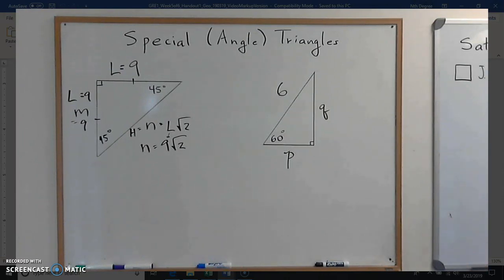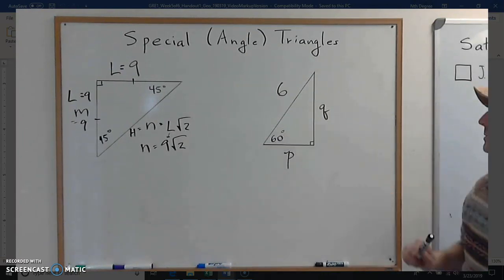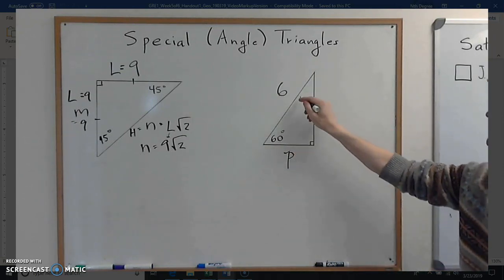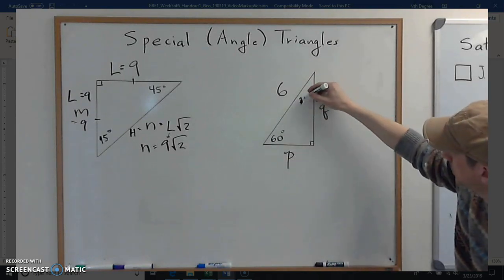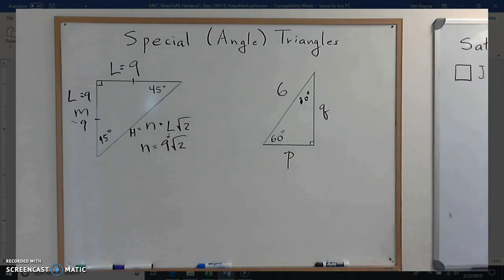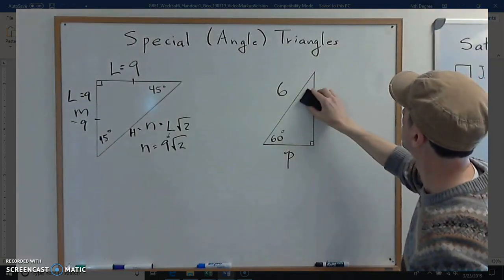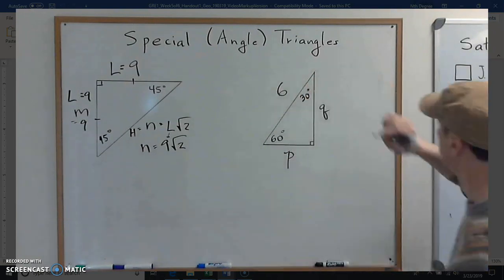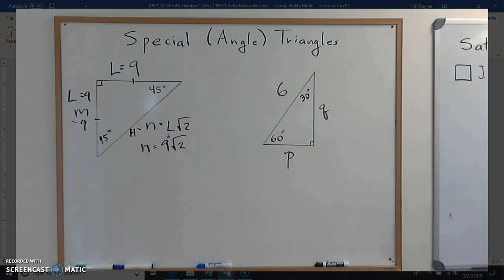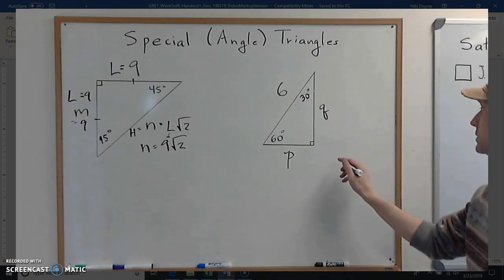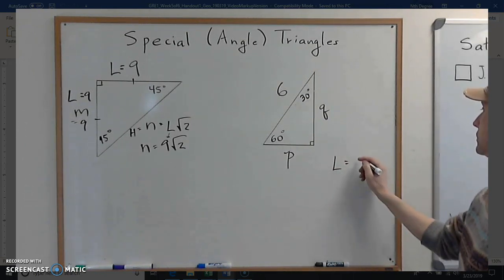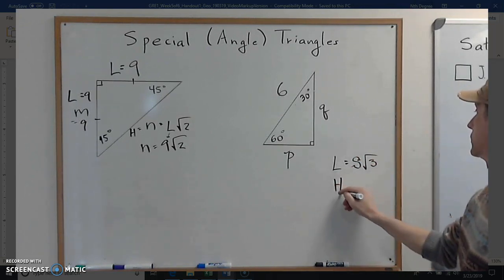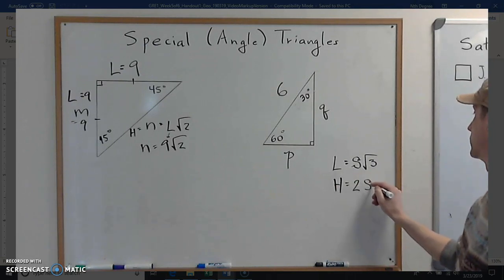Okay, the next triangle is another right triangle with a 60-degree angle in it. What would that tell us about this angle? Well, they have to add up to 180, so this angle has to be 30 degrees. So now we know that we're looking at our 30, 60, 90 triangle. And we know that there are two formulas for that. We know that there is a short leg, S. We also know that the long leg is S times the square root of 3. And we know that the hypotenuse is twice the short leg.